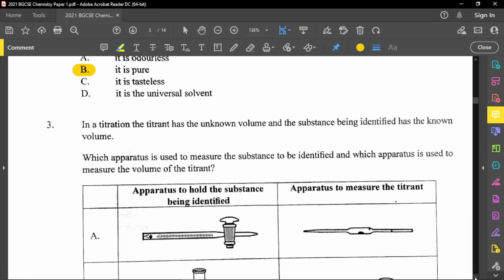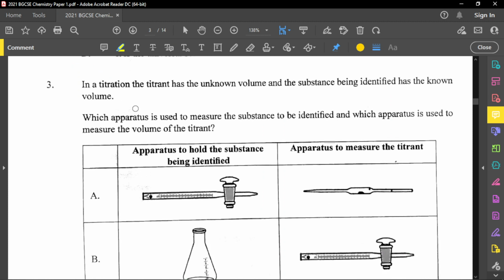Now for question number 3. It said in a titration, the titrant has the unknown volume, and the substance being identified has a known volume. I want to point something out here. It asks which apparatus is used to measure the substance to be identified, and which apparatus is used to measure the volume of the titrant.